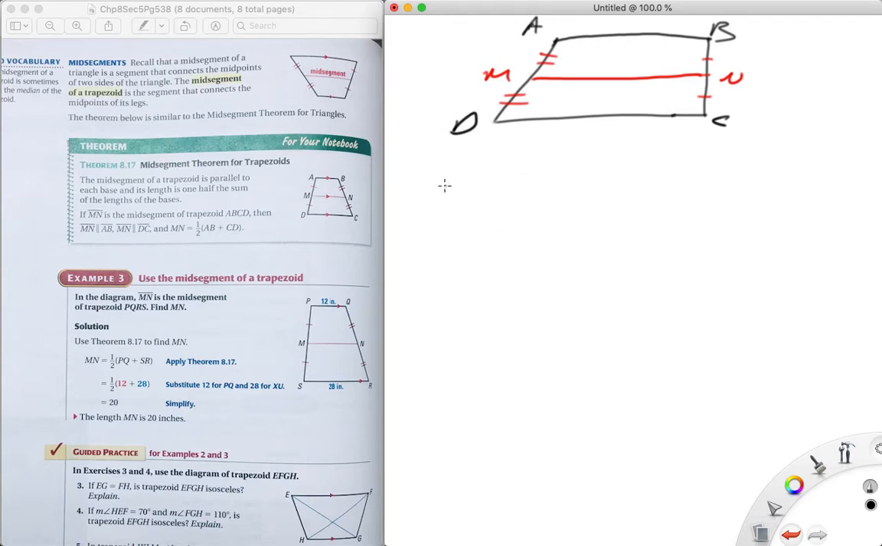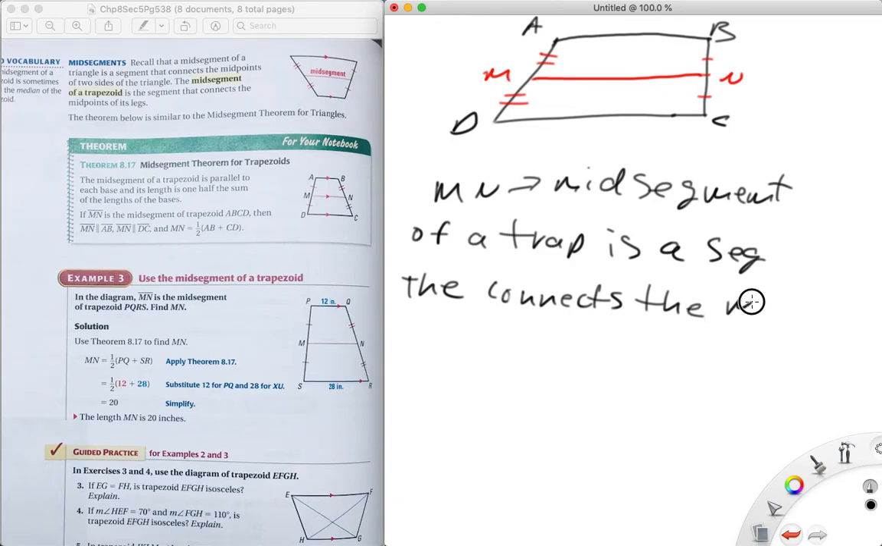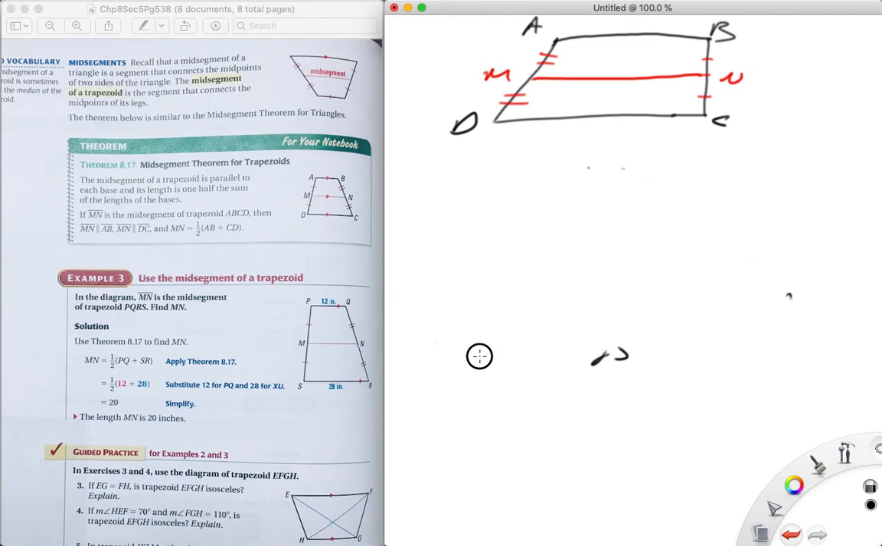So a mid-segment, in the case of a trapezoid, is a segment that connects the midpoints of the legs, which leads us to the mid-segment theorem of a trapezoid.